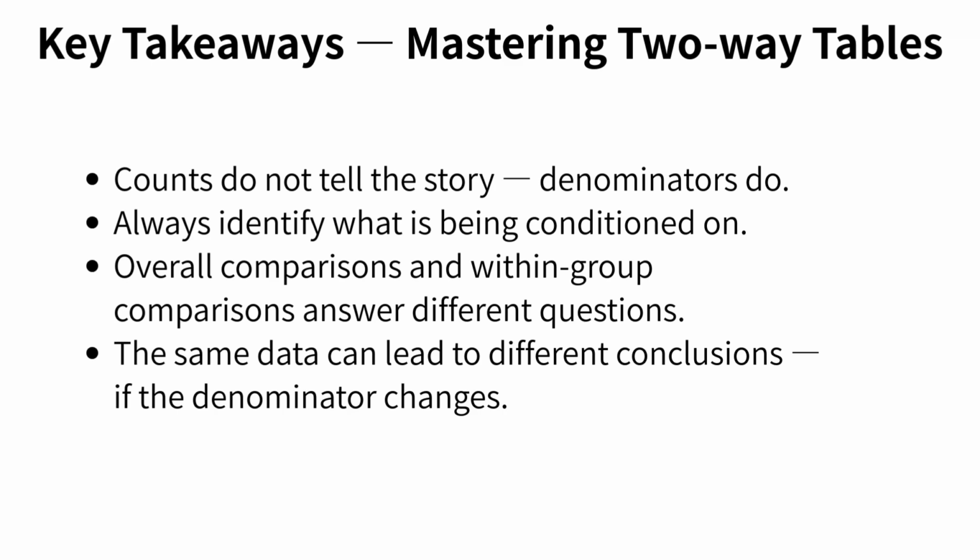Third, be clear about the type of comparison you are making. Overall comparisons and within-group comparisons answer completely different questions, even when the data is the same. And that leads to the final takeaway. The same data can lead to different conclusions if the denominator changes. On the SAT, mistakes rarely come from difficult calculations. They come from choosing the wrong denominator because the question was read too quickly. Slow down, identify the condition, and let that condition choose the denominator for you. Do that consistently, and two-way tables become one of the most reliable scoring opportunities on the test.